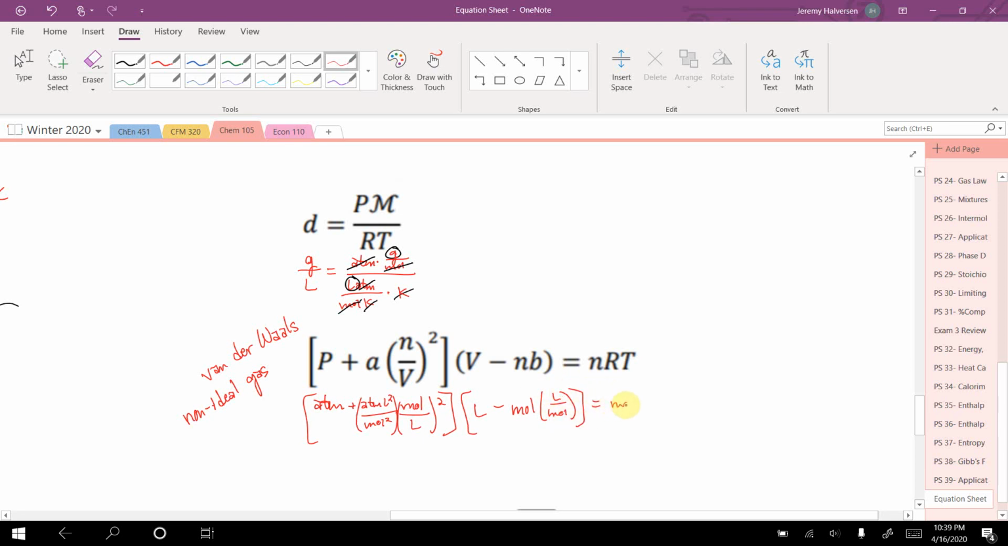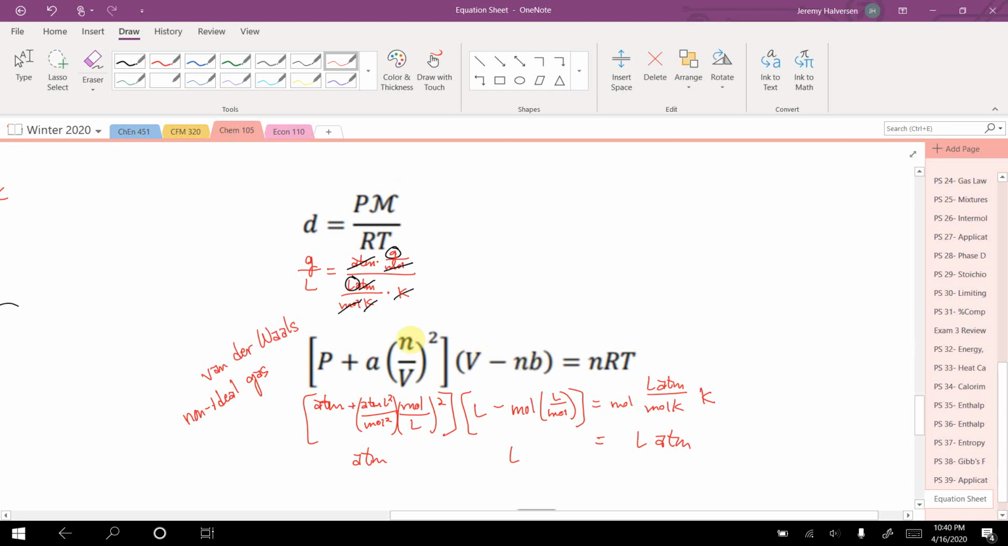That's going to equal N, which is moles, times R, which is liter atmospheres per mole Kelvin, times T, which is Kelvin. And that leaves me with atmospheres here, liters here, and when everything cancels, you get liter atmospheres. So the units work out. Then you'll be given A and B, and then you can solve for whatever else you need.